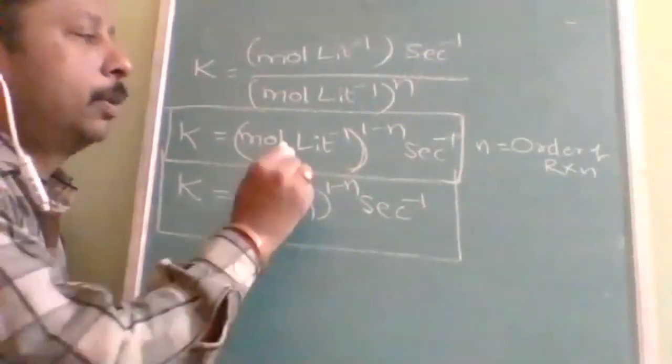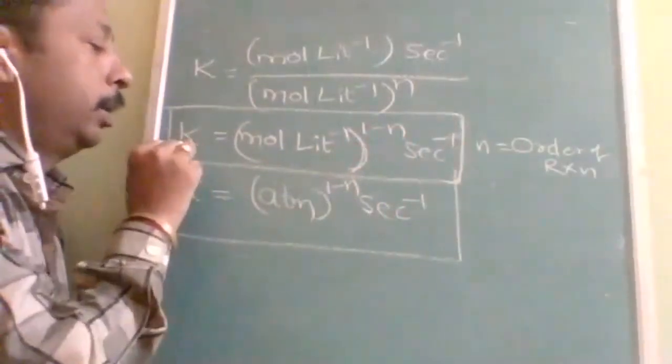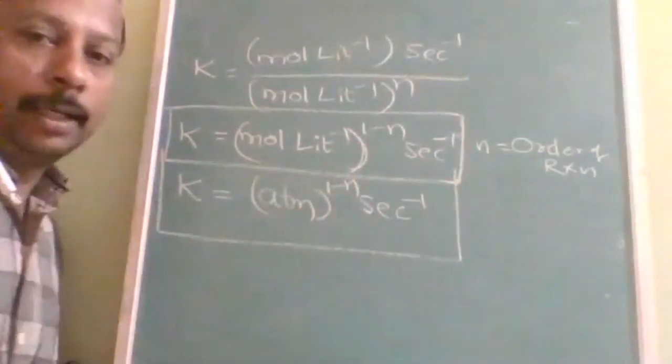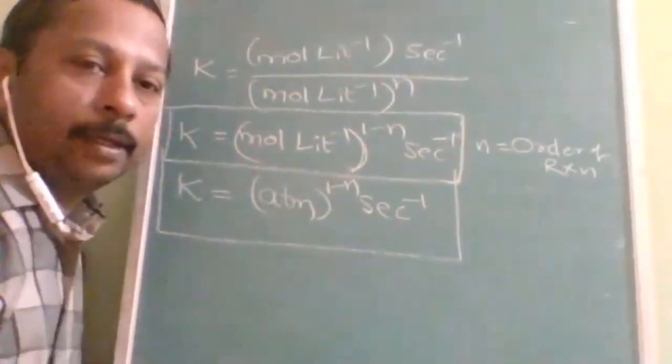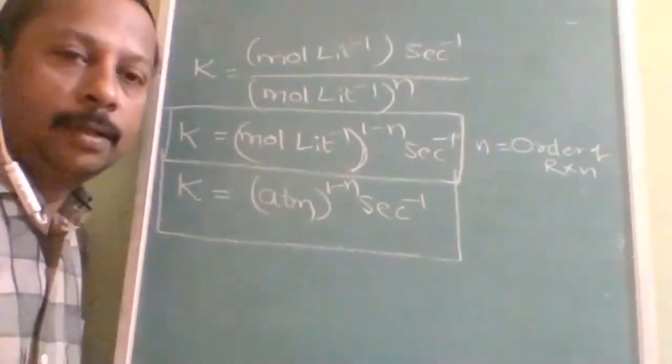Okay, so concentration to the power of 1 minus n, time inverse; units of K are pressure to the power of 1 minus n and second inverse. Okay, so these are the units of K. Definition of K understood? Units of K, is it understood?